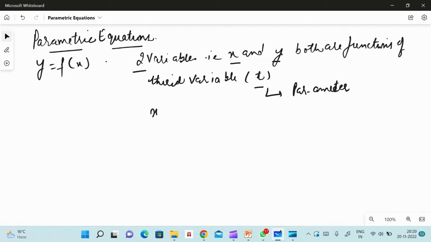So how will I write these things? x is a function of t, and on the other side y is also a function of t. So these two equations are known as parametric equations.